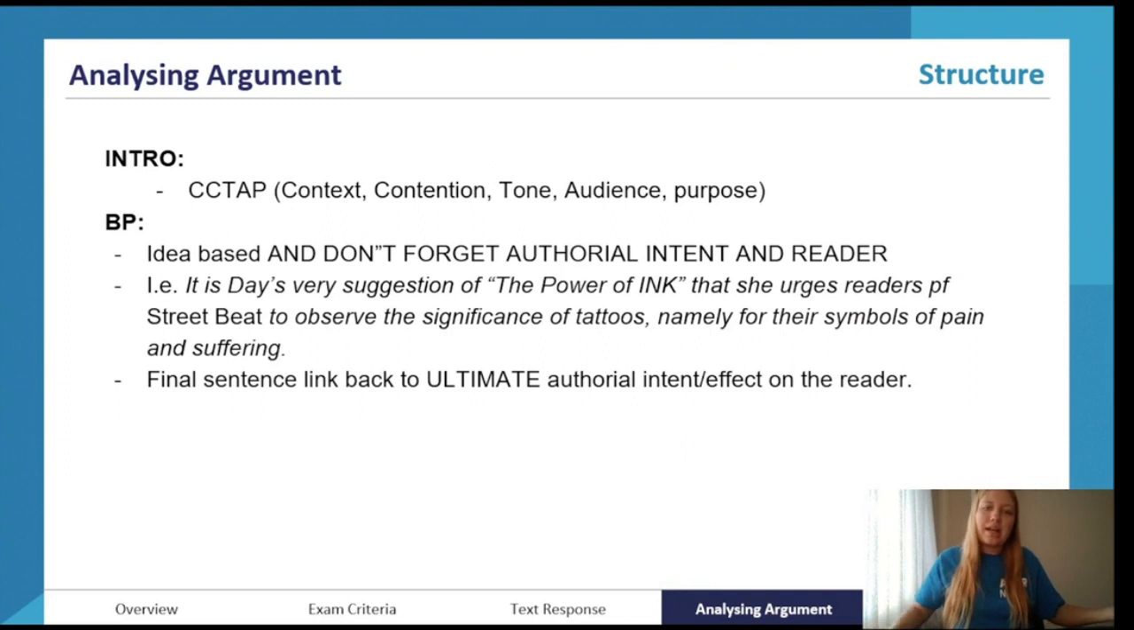So how do we structure an analyzing argument essay? Our introduction must include our context, our contention, our tone, usually combined in one sentence, audience, and our purpose. As part of including the context information, we will also include the title of the piece, the place and date of publication, the author's name, where it appeared, the text type. I think I repeated a couple of those, but you get the idea. Hopefully you remember that you have to do that.